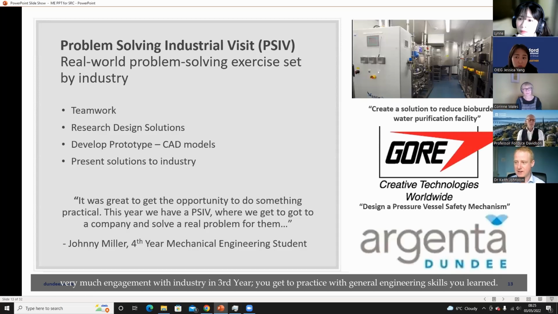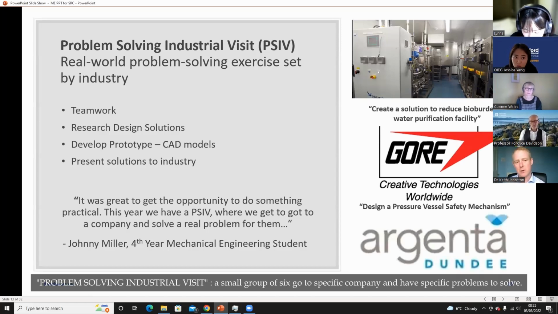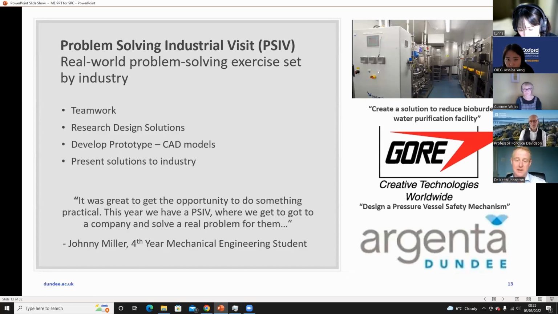3rd year is when you come into the program, and we're very much engaged with industry in 3rd year. So you've learned all of your general engineering skills in level 2 with ICT, and in the 3rd year you get to practice those with industry. So we have what's known as a problem-solving industrial visit, where you go in small groups of 6 to a specific company, and we have a large industrial advisory board where they set you a specific problem to solve. So you go to the company, you get a tour of the company, you meet the boss, and he sets you the problem to solve.